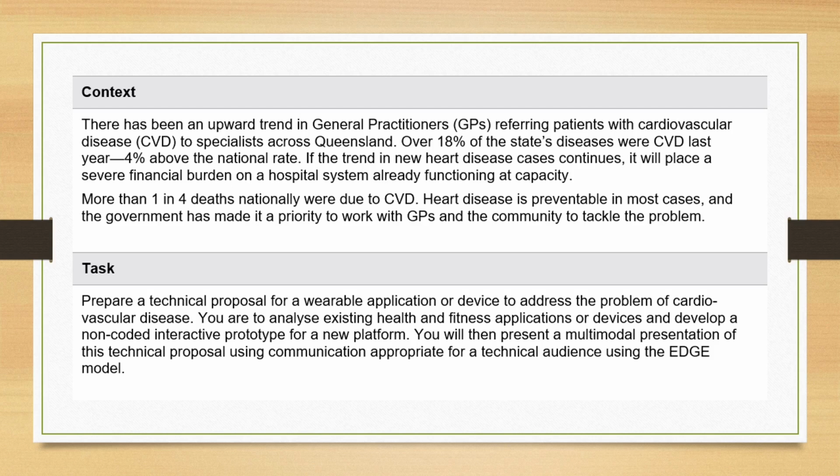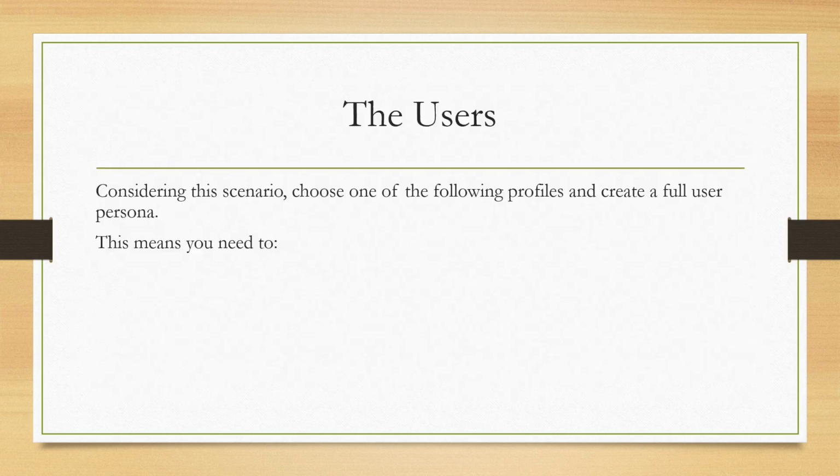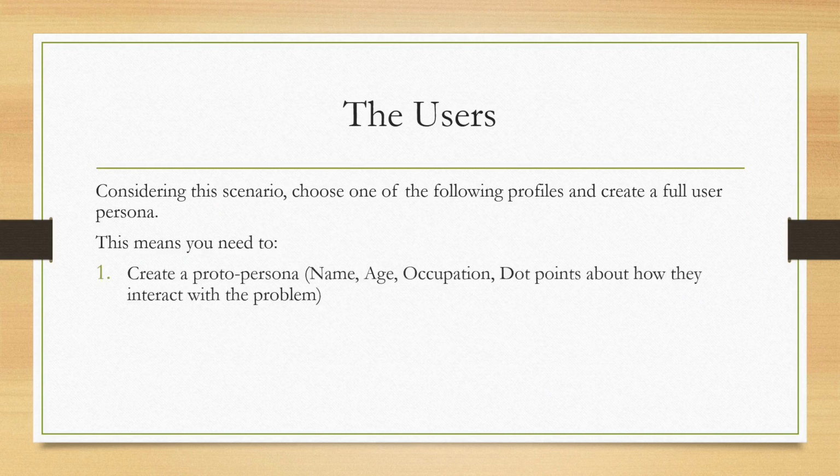Prepare a technical proposal for a wearable application or device to address the problem of cardiovascular disease. What you need to do is not solve the whole problem, but develop a user persona for this scenario. So this means you need to do, one, create a proto persona. Give someone's name, age, occupation, maybe a dot point about how they interact with the problem. Two, create an empathy map. Work out what they think, feel, say, and do in relation to the problem, any pain points they currently experience, and potentially what they could gain from this project development for them.